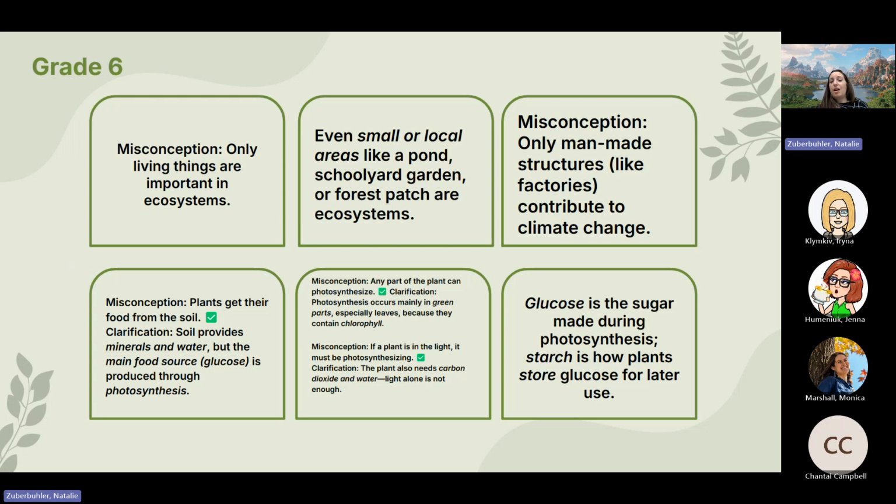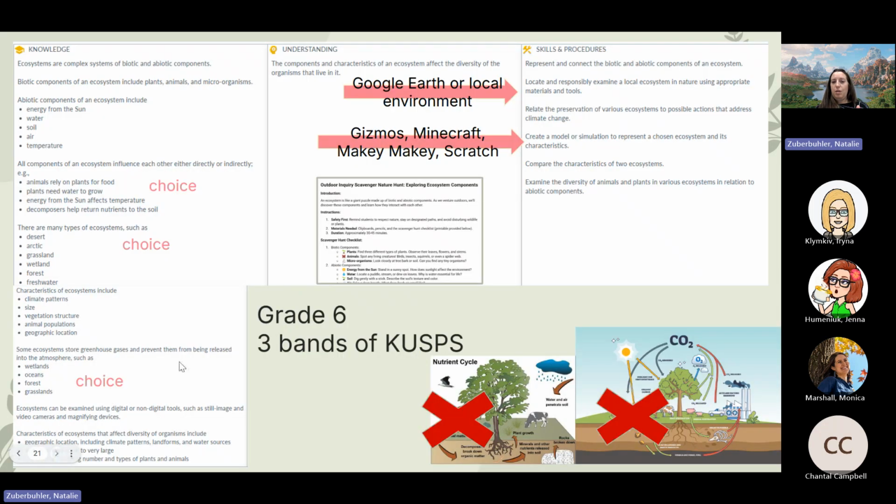A lot of kids will think that all parts of a plant can photosynthesize. And there are some misconceptions around glucose and starch too that we're going to need to be aware of for grade 6. So you're going to notice in the knowledge section of our grade 6 CUSPs that there's a lot of choice. You'll see all components of an ecosystem influence each other directly or indirectly. There's choice, choice, choice, choice there. There are many types of ecosystems. There's choice there.